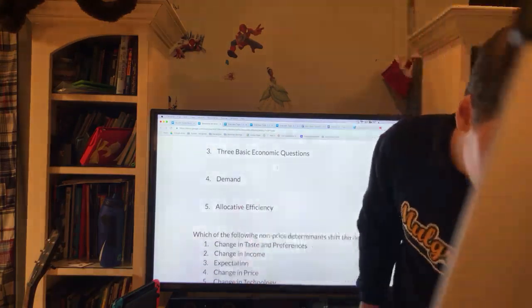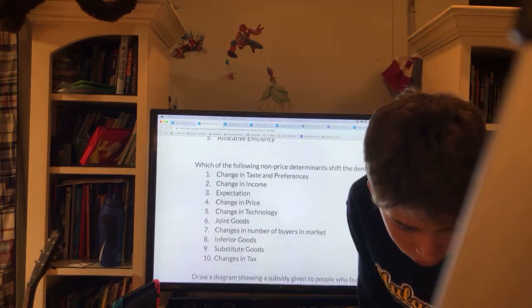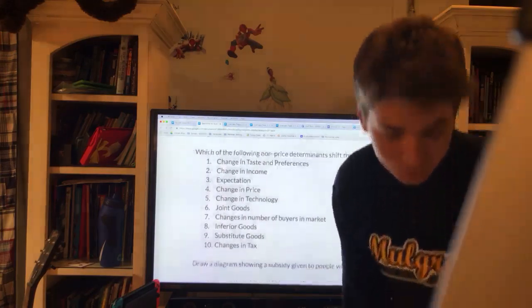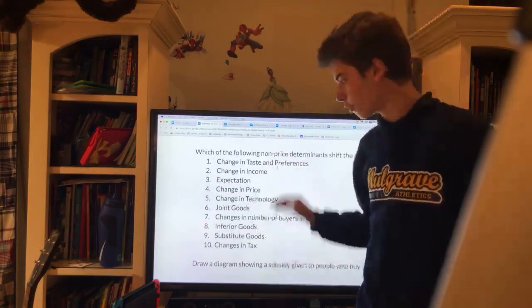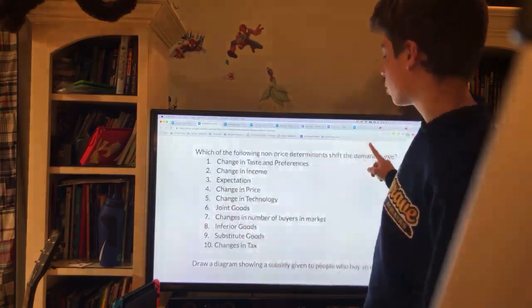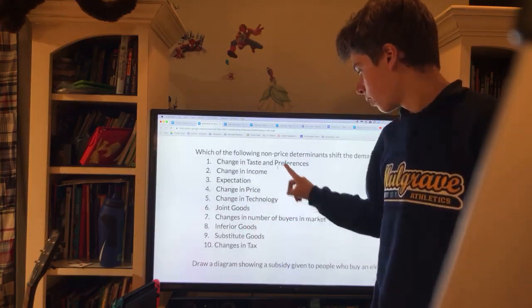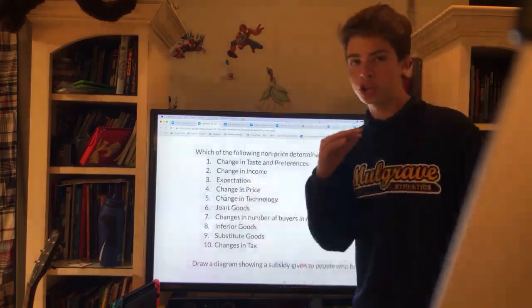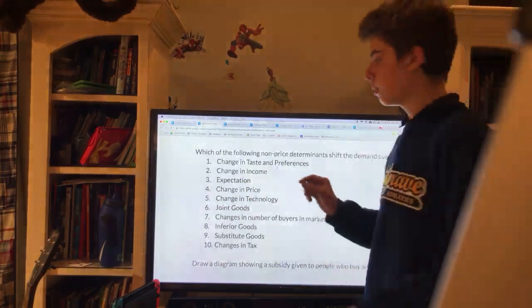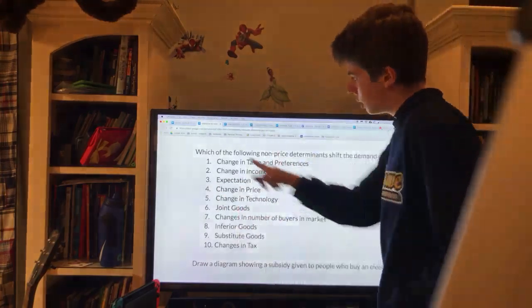So that's allocative efficiency: when people are more productive and goods are put to their best use. Which of the following non-price determinants shift the demand curve? With these questions, some of these shift the supply curve. They are all non-price determinants except for this one right here, change in price. Change in price does not shift the demand curve. It only moves along the demand curve.